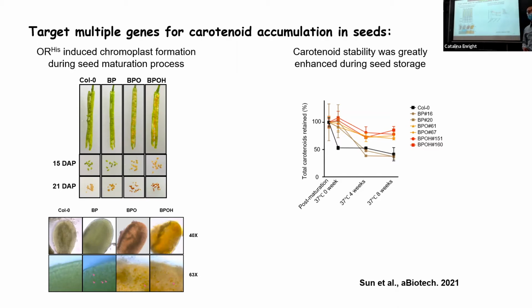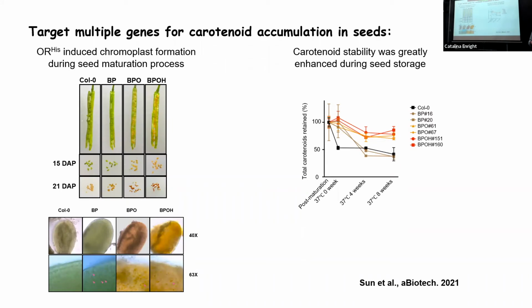We also did the carotenoid stability experiment. We figured out that carotenoid stability is largely enhanced because of OR and HGGT after 8 weeks of storage at 37 degrees, whereas in wild type, less than 50% of the carotenoids are left after storage under this condition.